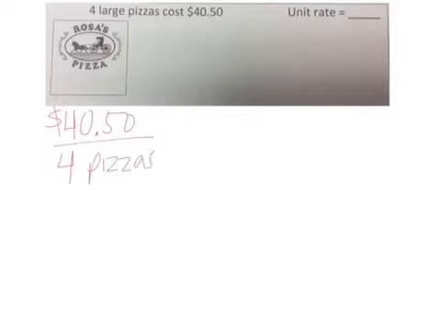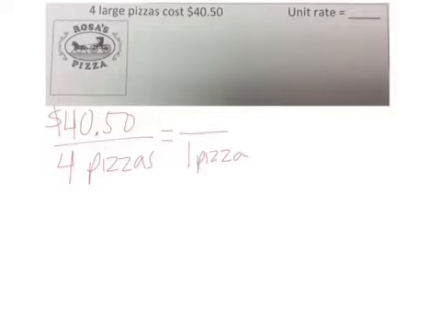So first we're going to find the unit rate for each of the different pizza places. Let's start with Rosa's. At Rosa's Pizza, it says you can buy 4 large pizzas for $40.50. So if I want to know how much it costs for every one pizza, I'm going to want to set up a proportion. So if it's costing $40.50 for 4 pizzas, I want to know how much it's going to cost for 1 pizza.